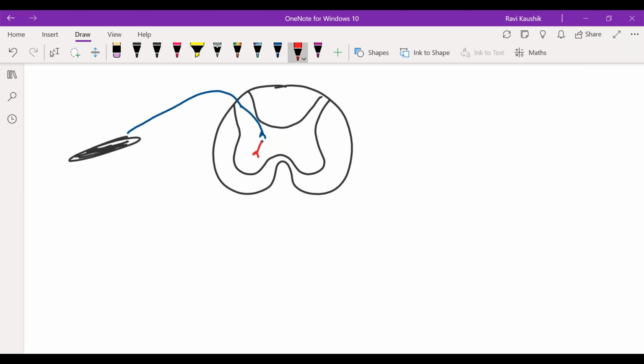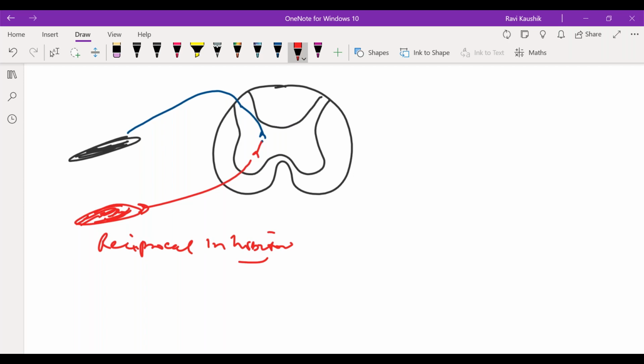There's this inhibitory interneuron. This interneuron is basically leading to inhibition of the opposite antagonistic muscle, right? Which is reciprocal inhibition. This is nothing but reciprocal inhibition. Okay. But this we just studied.